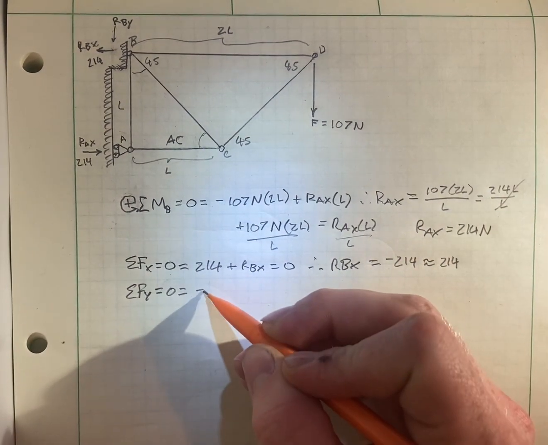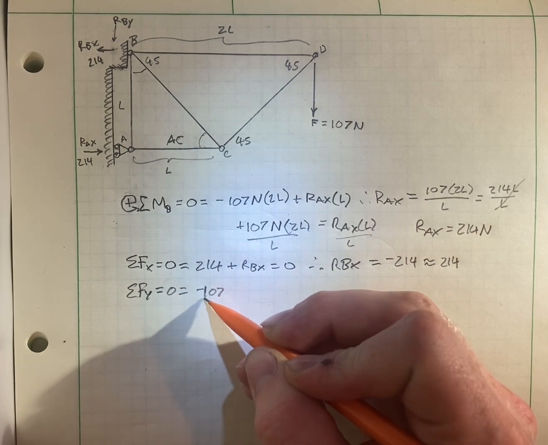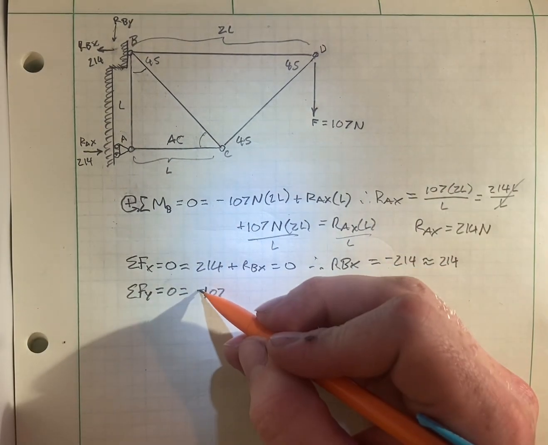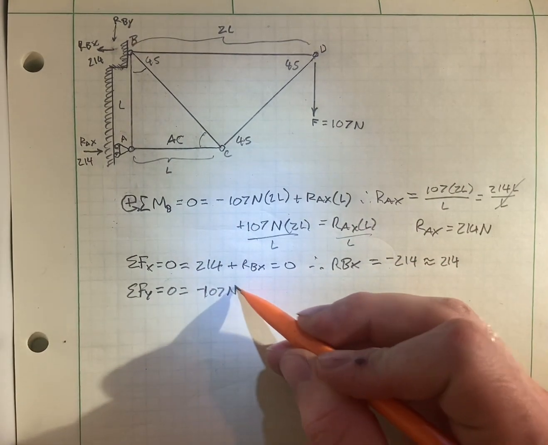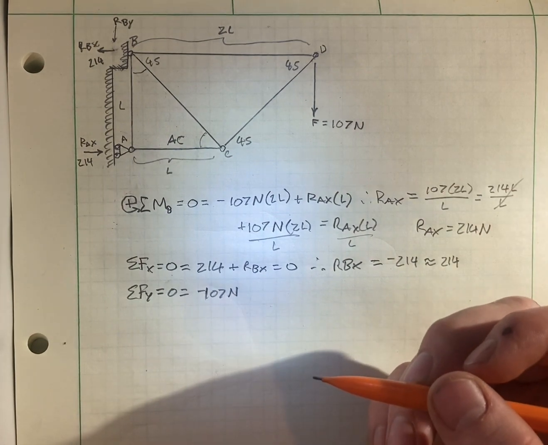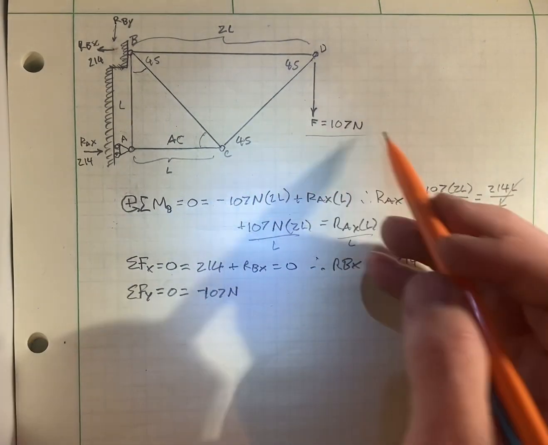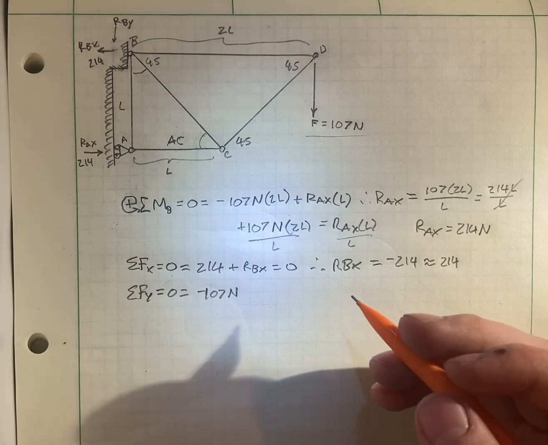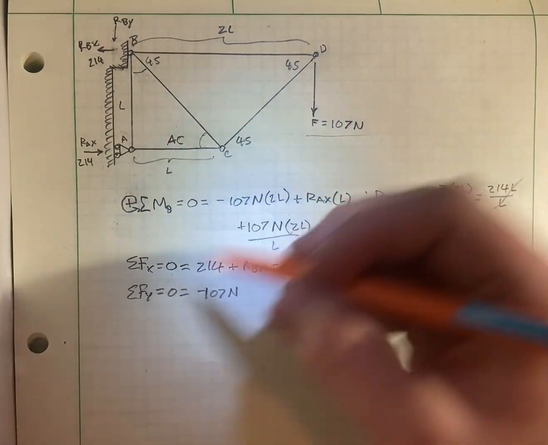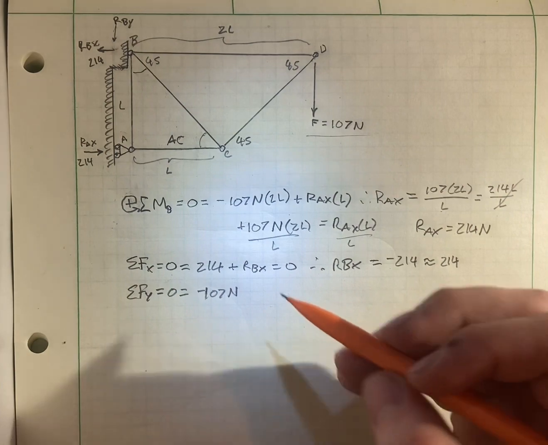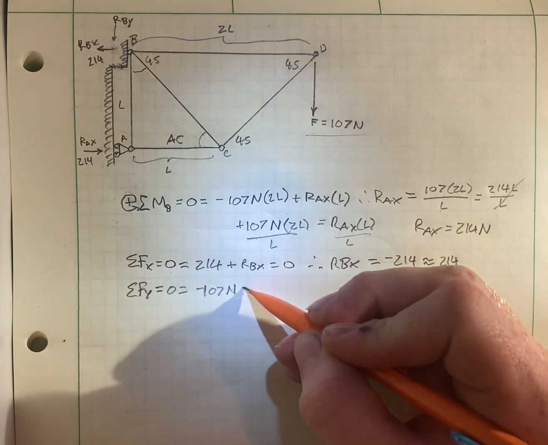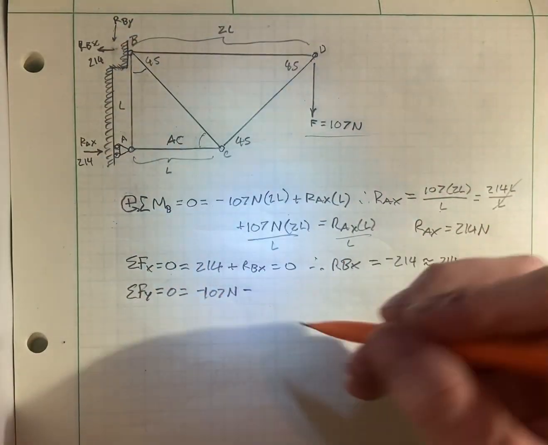So we have a negative 107. Did I say 207 when I last spoke about that? I don't know. But it's 107, right? That was given. And so that was acting negative, right? That's pushing down, so we're going to put it in as negative. And then we also have RBY, I drew it as down, so I'm going to put it in as negative.